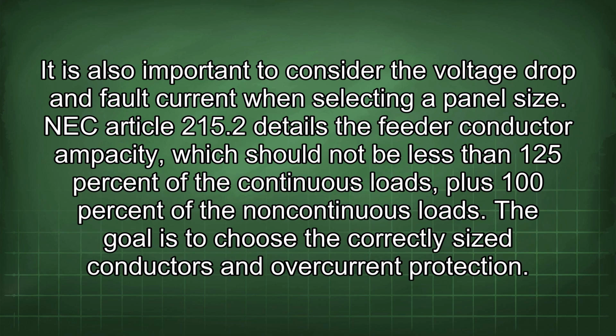It is also important to consider the voltage drop and fault current when selecting a panel size. NEC Article 215.2 details the feeder conductor ampacity, which should not be less than 125% of the continuous loads, plus 100% of the non-continuous loads. The goal is to choose the correctly sized conductors and overcurrent protection.